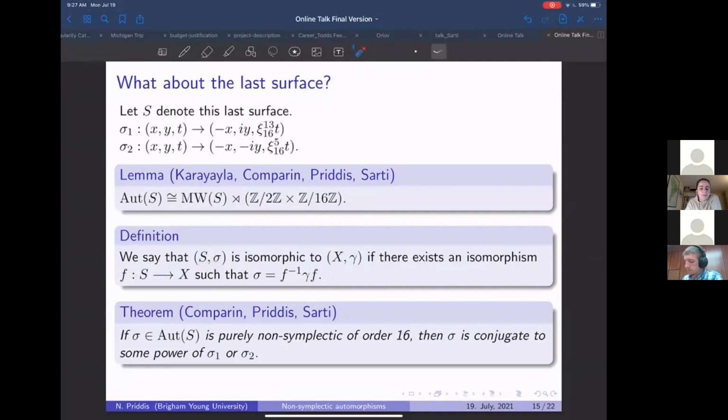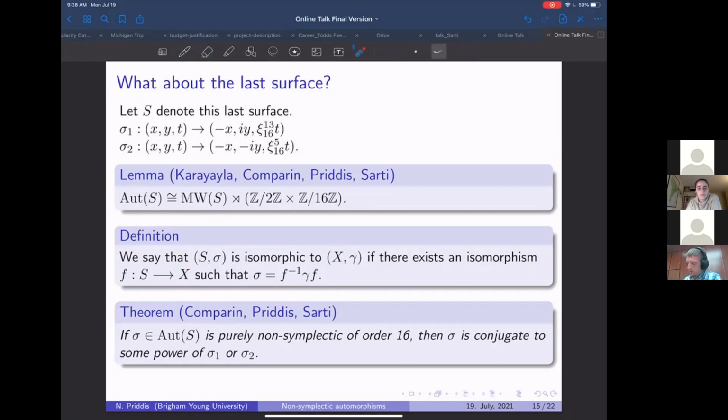So anyway, we say that a surface and a purely non-symplectic automorphism, this pair, and here the same thing, we say they're isomorphic if there's an isomorphism from the surface to X. The way you want to think about this in light of the next theorem is, if X is also S, then F would be a map from S to itself, and this would just be conjugation by F. But anyway, that's what we're saying here.